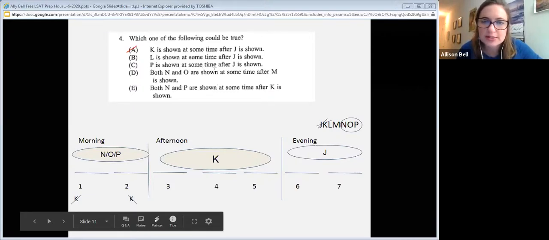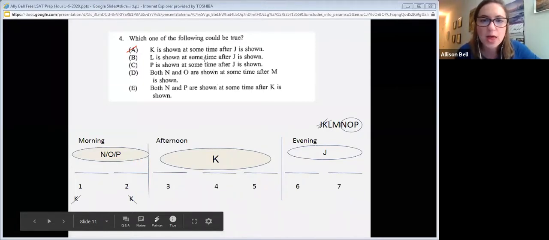P is shown sometime after J. Also not super obvious. I know that P could be one of the 2 in the morning, but if P were over here in the evening, I'd still have N and O for the morning. So I'm going to leave that one.